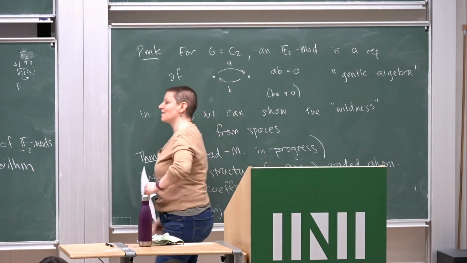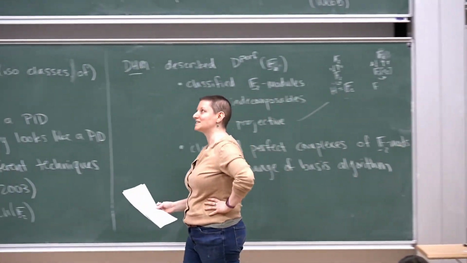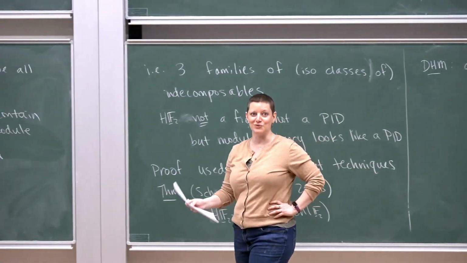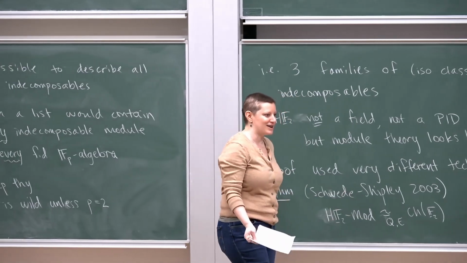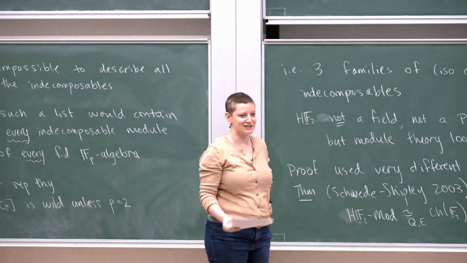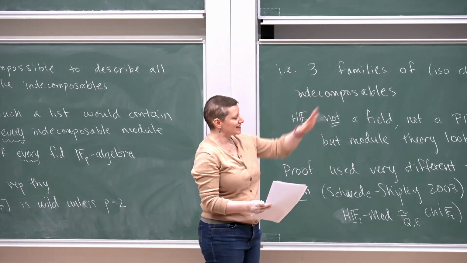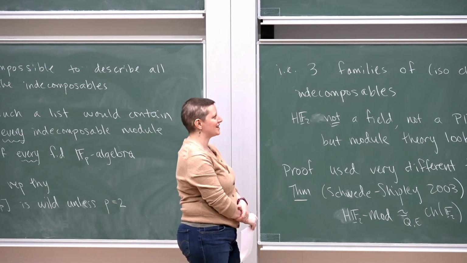Okay, I don't mean that in full generality. So if your group is C2 cross C3 and you work at the prime 2, then it's not wild, right? But if you work at the prime 3, it is wild. So, but at least in those cases, I'm making an honest statement.